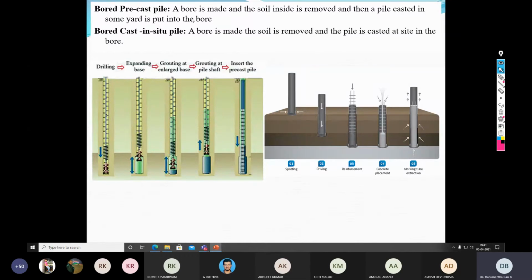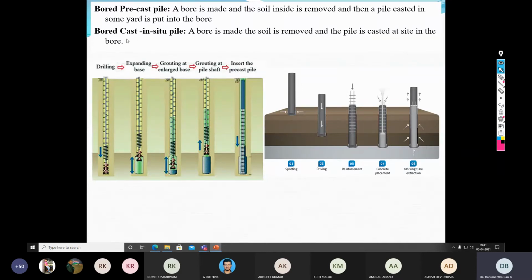The second thing is you cast the pile on the ground, either directly drive, or you can directly cast the pile within the bore. So bored precast pile means a bore is made first, then the soil inside is removed, then the pile cast in the yard is put into the bore. In case of the driven precast pile, the pile which is cast at the yard is directly driven without making the borehole. In the case of the bored precast pile, we initially make a borehole, and the pile which is cast in the yard is brought to the site and directly inserted into the borehole. That is called a bored precast pile.